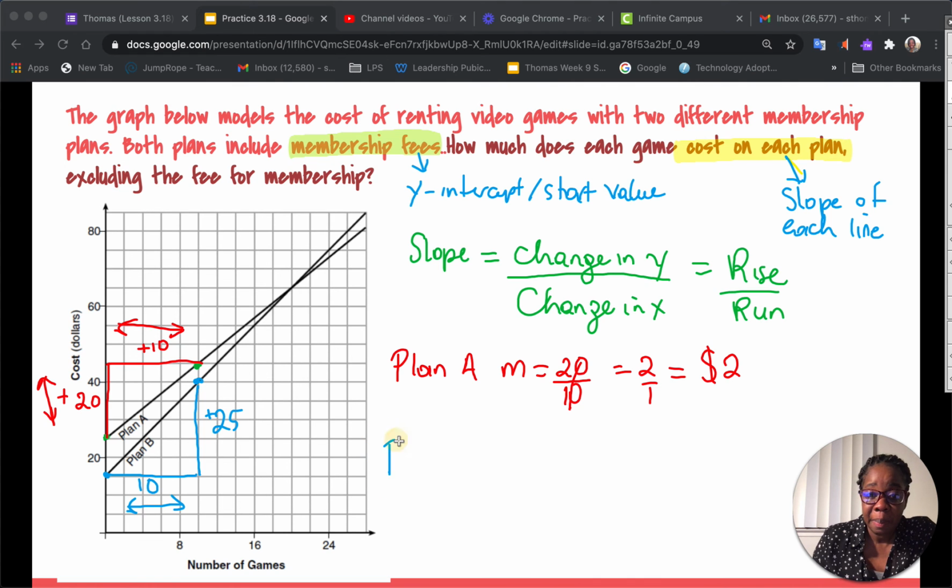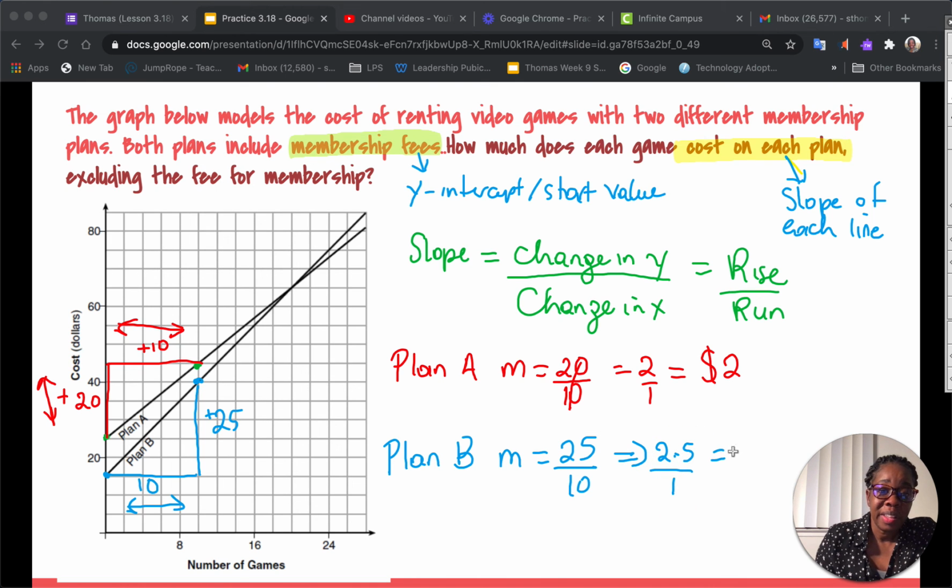So for plan B, my slope, or m, is going to be equal to my rise, which was a positive 25, over my run, or my change in x, which is 10. When simplified, that becomes 2.5 over 1. So in this case, each game actually costs $2.50.